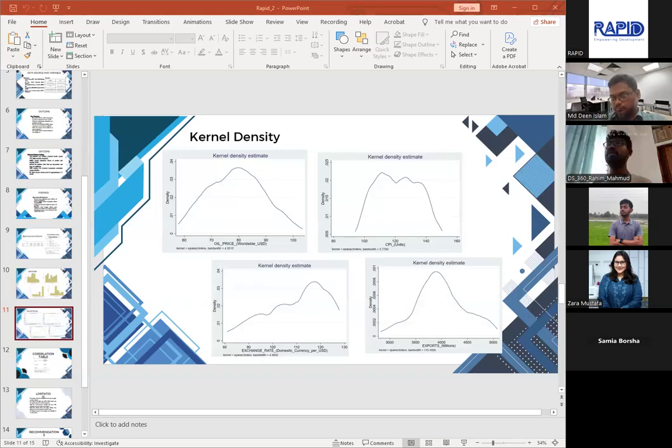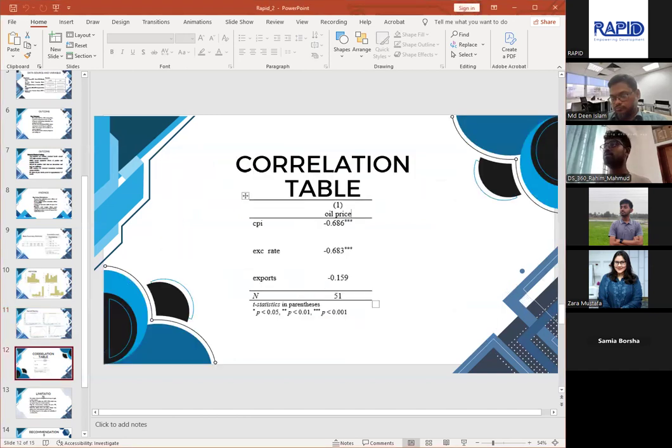If we move to the next slide, we can see the correlation tables. This slide shows the Pearson correlation matrix among the study observations. Correlation analysis measures the strength and direction of linear relationships between two variables. A correlation coefficient ranges from -1 to +1.